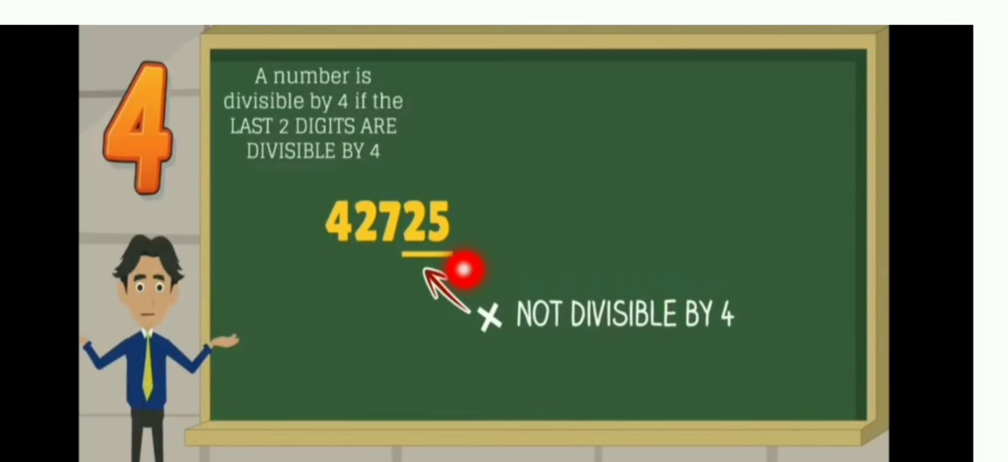So the divisibility rule for 4, we have to check the last 2 digits as they have given in the rule. So the last 2 digits are 25, and 25 will not come in the 4 table. So it is not divisible by 4.